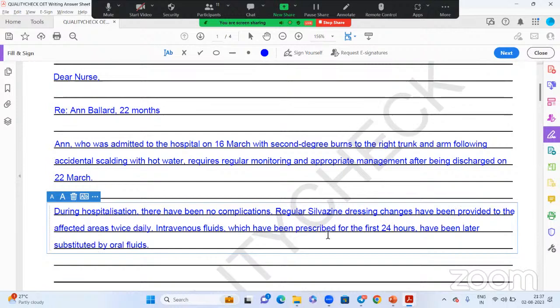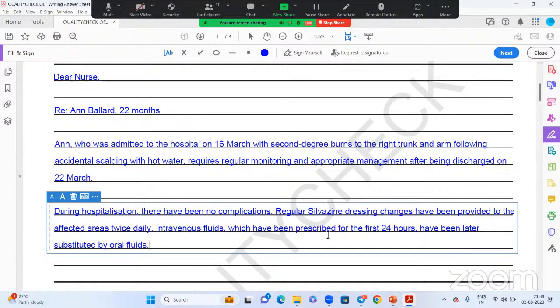Or if you want to write separately, you write, initially, intravenous fluids were prescribed for the first 24 hours. Later, they were substituted by oral fluids. Then you will get B grade. Now you are getting B+. You will get A+ also if you improve the quality. These are B+ sentences.